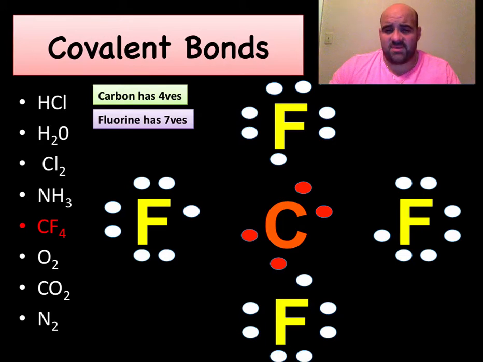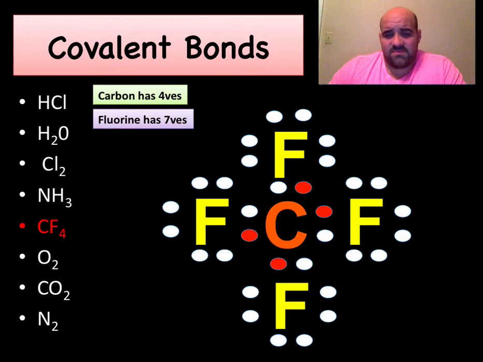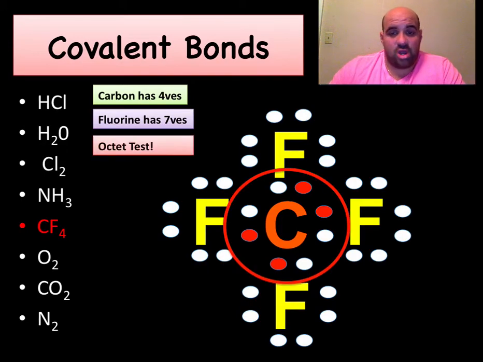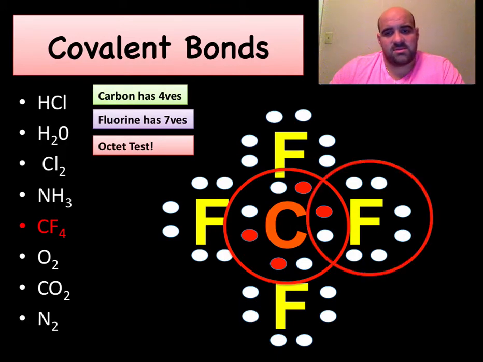And remember, we're looking for symmetry here. Carbon is always the central atom. And if that's not there, you go for the least electronegative if you don't have one with carbon. So what's going to happen? These are going to come together. And then we perform our octet test. Carbon passes. There's 8 electrons there. Fluorine passes. Each fluorine is going to pass.